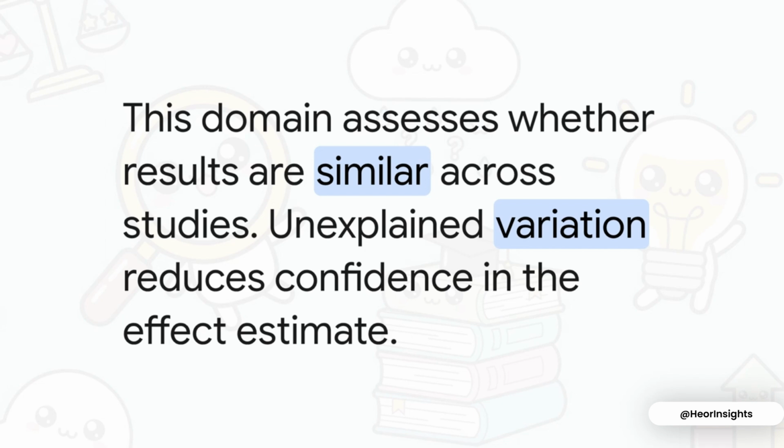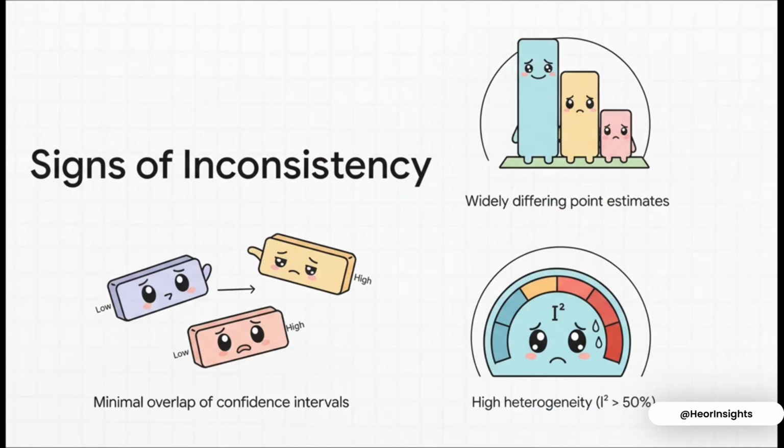Here, we're asking if the results from the different studies are telling a similar story. If they're all over the place, it's hard to be confident in the overall conclusion. So what are the warning signs? Well, you might see that the results of the studies are wildly different, or maybe their confidence intervals barely overlap. We also have statistical tools to help us, like the I-squared statistic. If you see an I-squared value over 50%, that's a big sign that the studies are pretty inconsistent with each other.